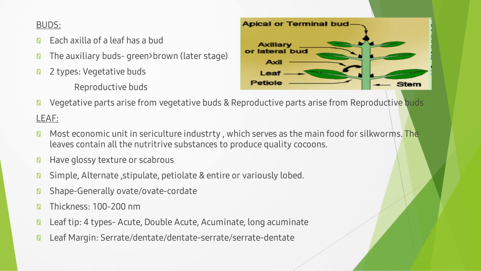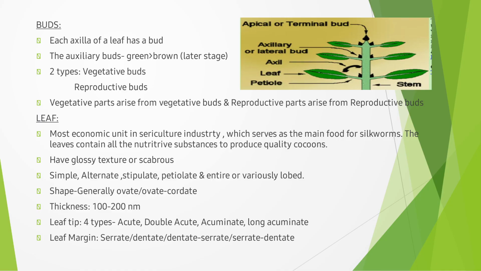Here in the slide, I have included the picture of an axillary bud. When you look deep into it, the axilla region will be present, which is nothing but the angle between the leaf and the stem of a plant where an axillary bud is located. Next is the leaf.